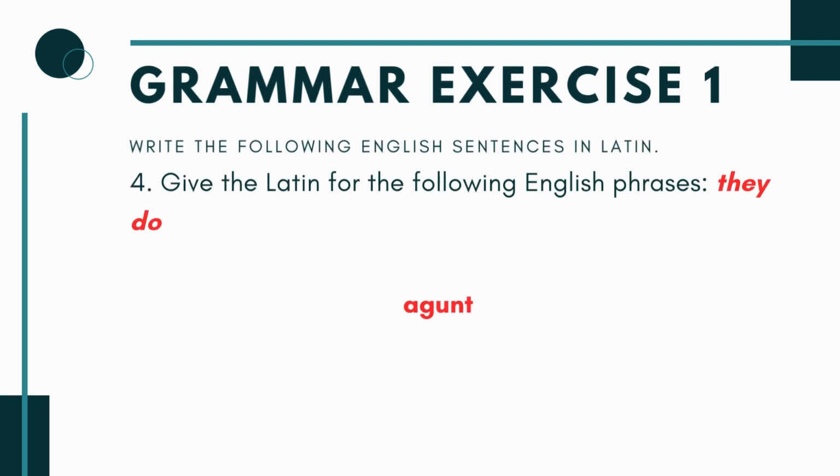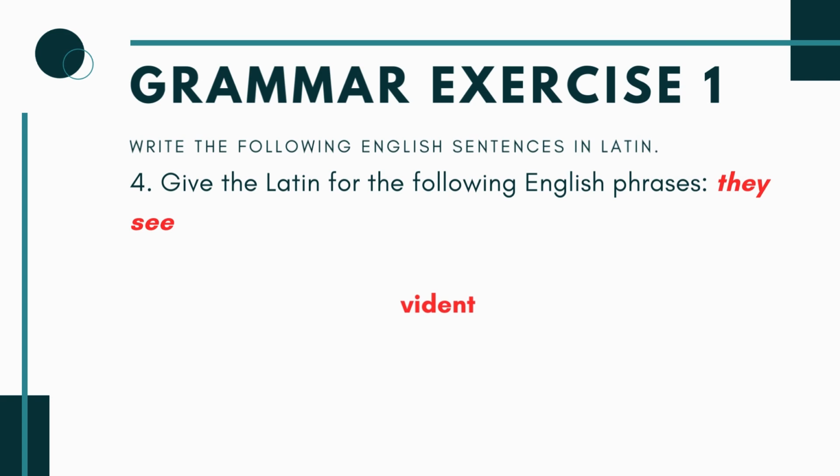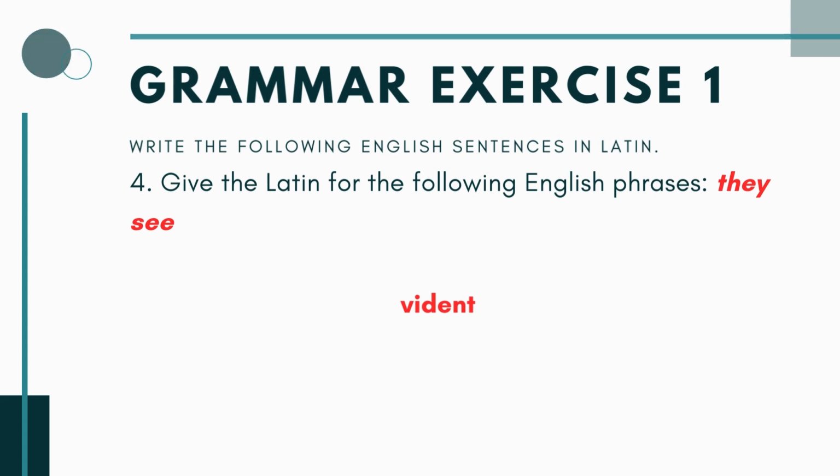For they do, it's ago, agere. It becomes agunt. Again, third conjugation verb, unt is what we need for that third person plural, they. The next verb is they see: video, videre. It's just a second conjugation verb, so there's nothing crazy here. Take videre, drop the re, add an nt, and you get vident. They see.